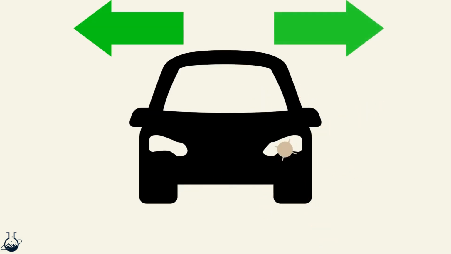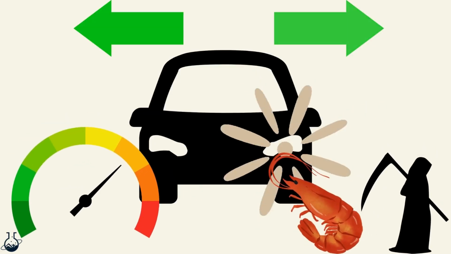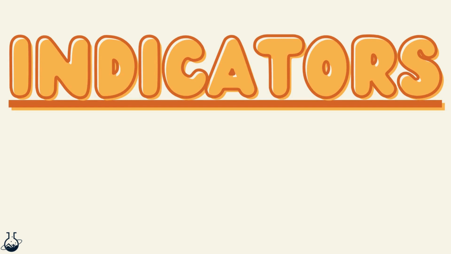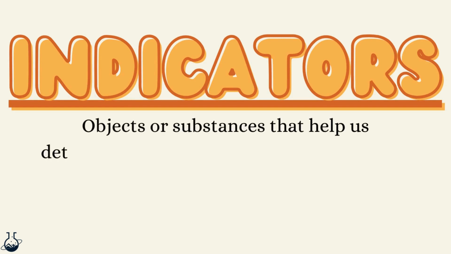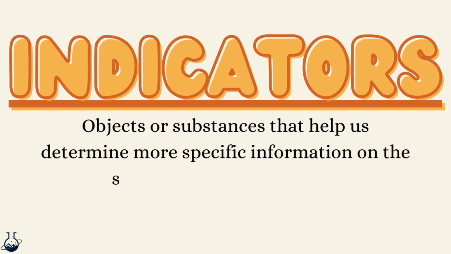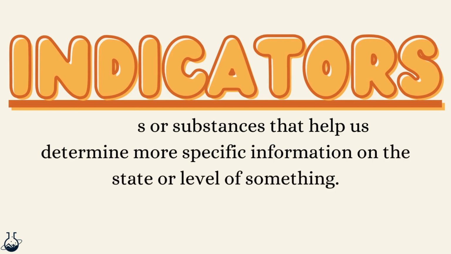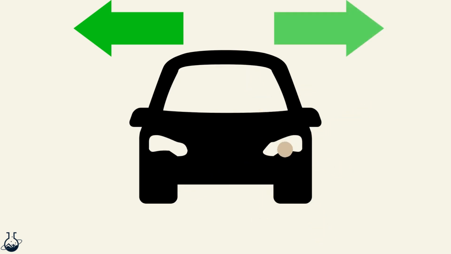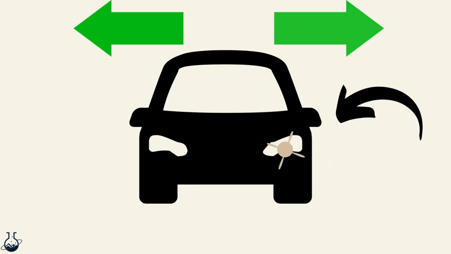When you think of the word indicator, what first comes to your mind? Are you like me and thought of a car indicator? But in addition to car indicators, there are many others out there around us that we can use for a variety of reasons. Indicators in general are objects or substances that help us determine more specific information on the state or level of something. In the case of a car's indicator then, it flashes repeatedly on one side, and this tells other drivers more information about the direction the driver intends to move, whether it be left or right.